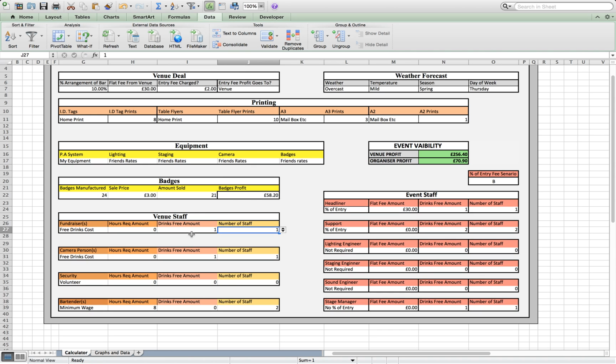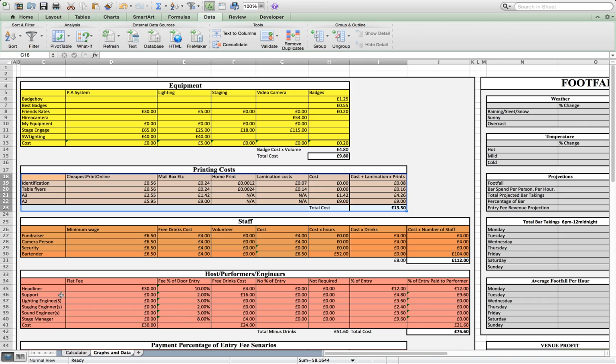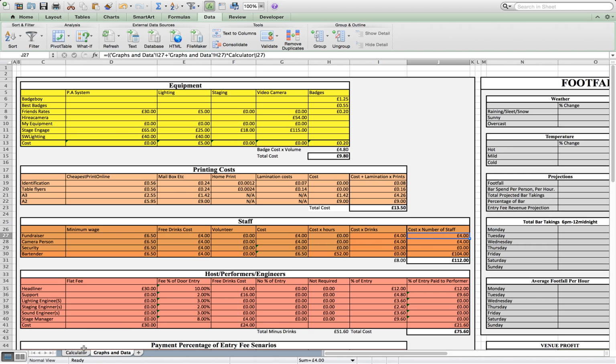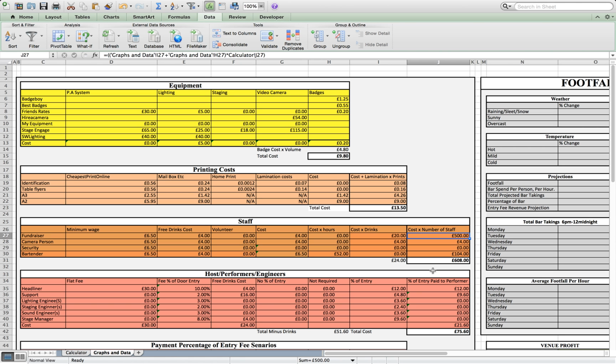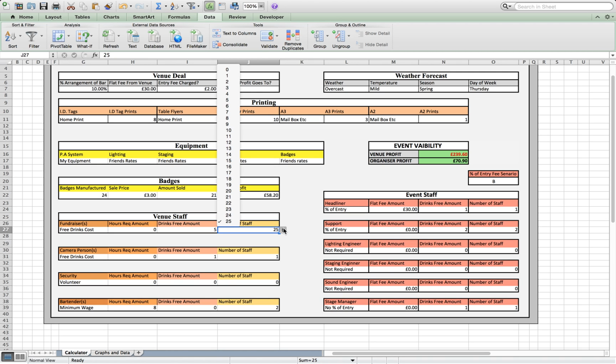So at the moment we've got 1 free drink for 1 member of staff under fundraiser, £4. Or let's have a little look. Why don't we have 5 free drinks for 25 staff. Find out how much that costs. Okay, so it's cost 500 quid. Quite a lot of money. Not something that we can really afford for this event. So let's change it back to 1 for 1.